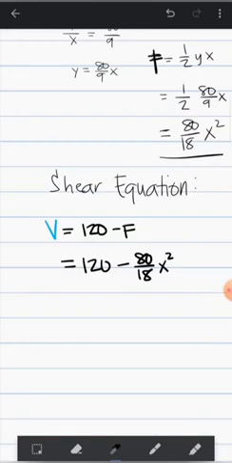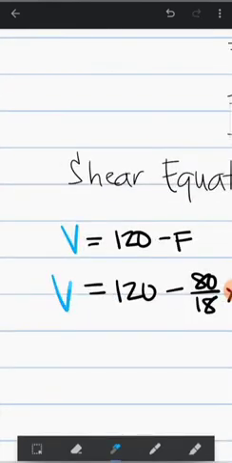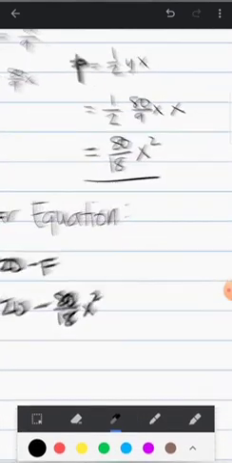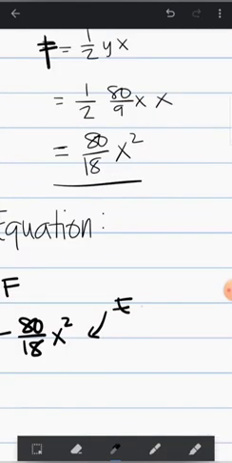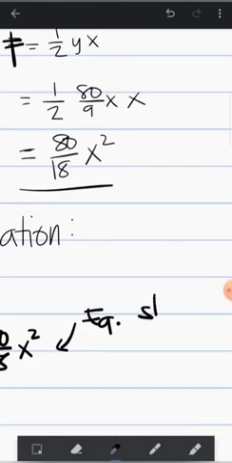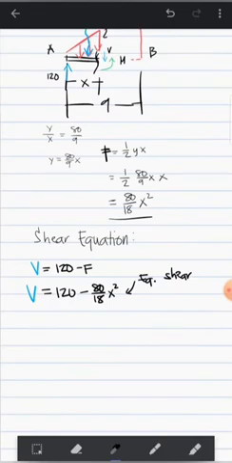With this one, we had na ang atong equation for shear. This is now the equation for shear. Diba? Ana lang. Naa na atong equation for shear.